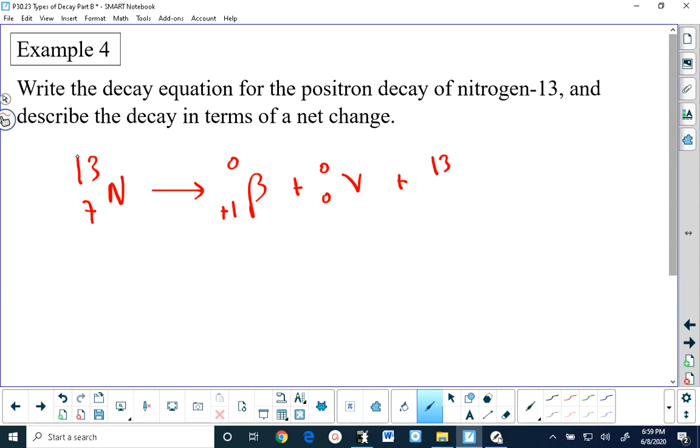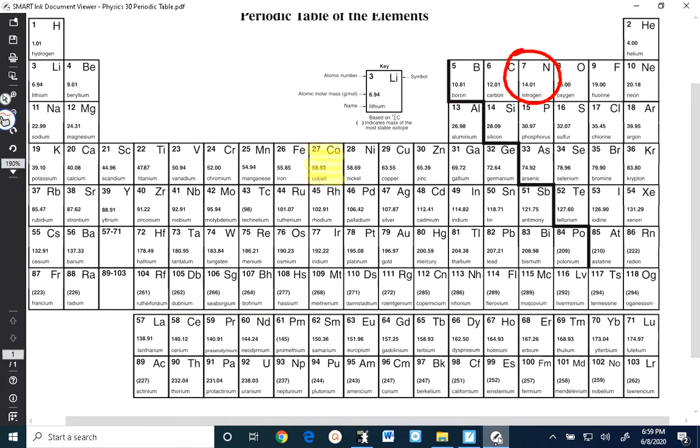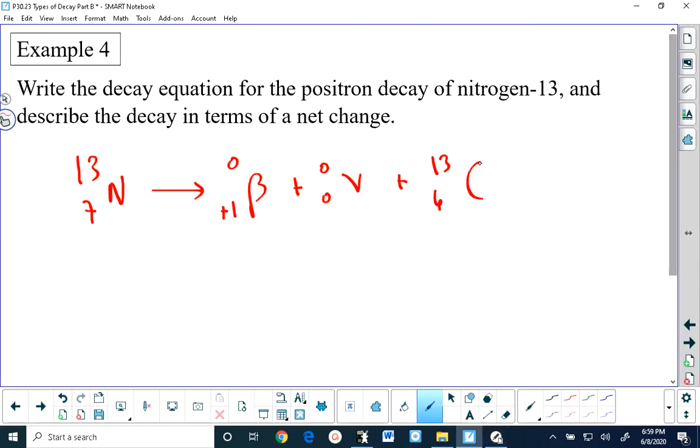I need 13 on the top, and I need 6 on the bottom. And then we have to go on a little hunt for what atomic number 6 is, and it's carbon. It's right to the left of nitrogen. So this is the decay equation for the positron decay of nitrogen-13.